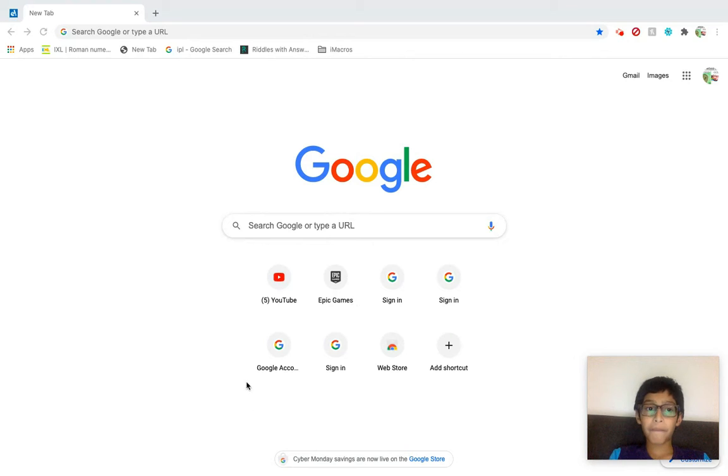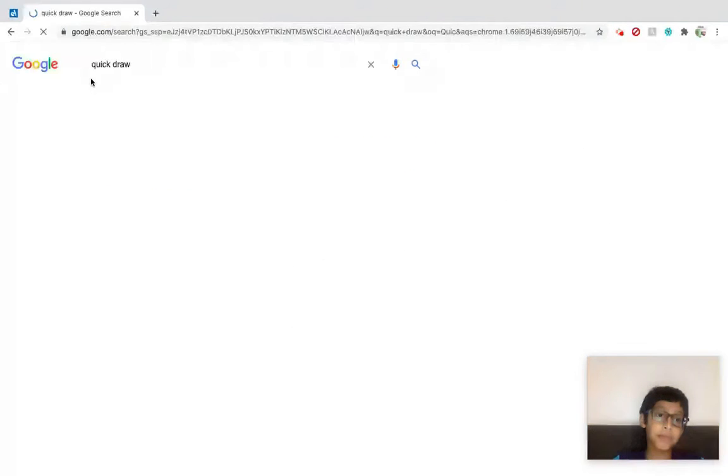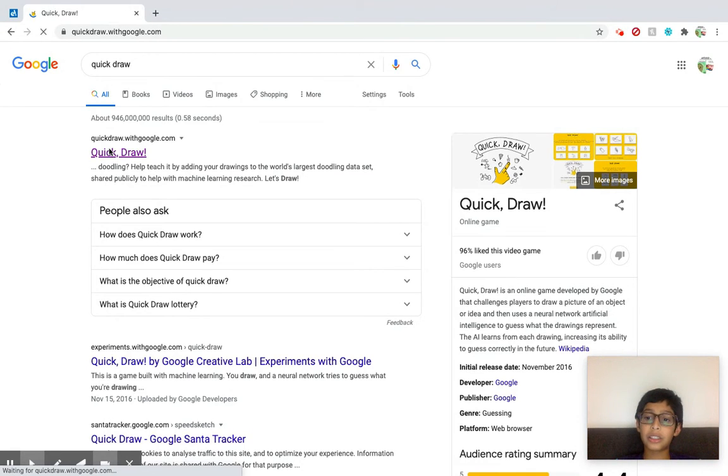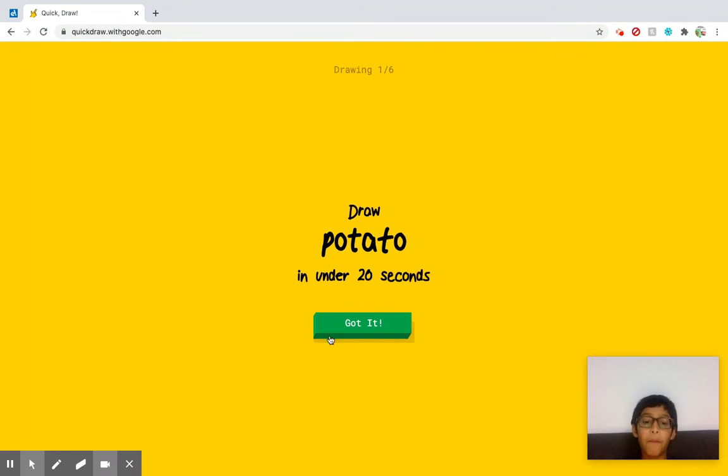Today we're going to be making drawings in a website called Quick Draw. It's an online game. I mean, it's not really a game. It's basically where you can draw, and Google will find out. So it says, can a neural network learn to recognize doodling? Help teach it by adding your drawings to the world's largest doodling data set, shared publicly to help with machine learning research. Let's draw.